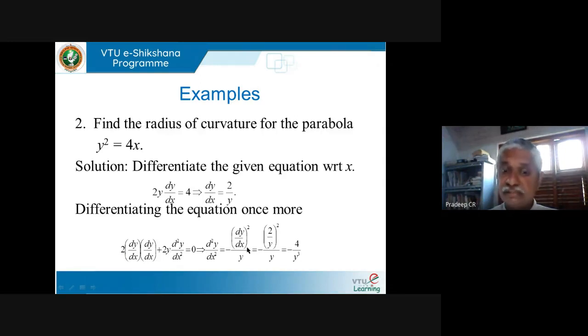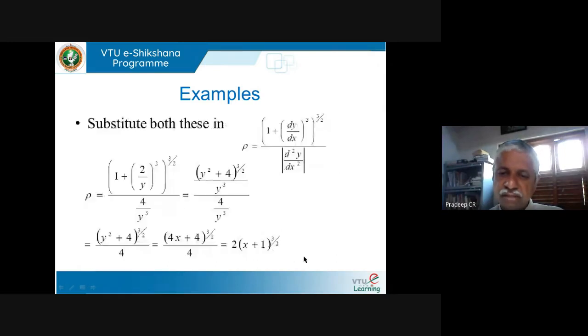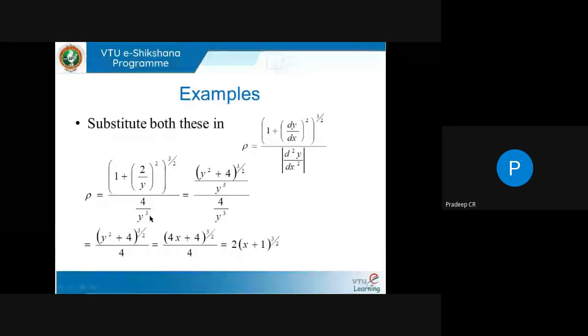It so happens d square y by dx square is the same for this and the circle. That's a coincidence. Of course, there's a lot of theory on why they are the same. They're both quadratic, basically, conic sections with some common things. I won't bother about that too much. Dy by dx is 2 by y. D square y by dx square is minus 4 by y cube. Substitute all this in this horrible formula. So dy by dx is 2 by y whole square, and mod d square y by dx square will become 4 by y cube.